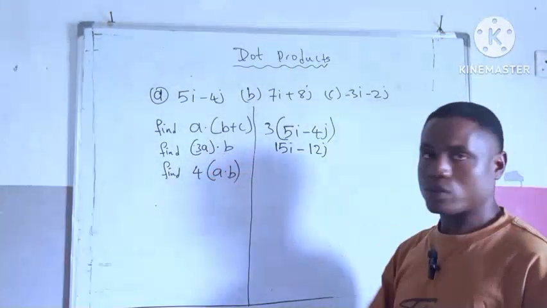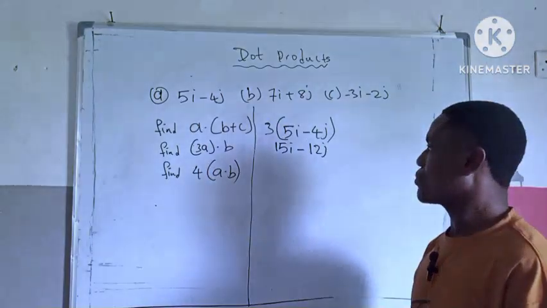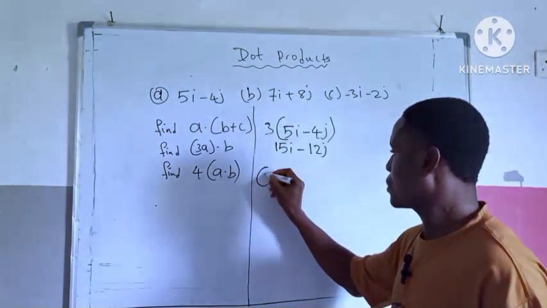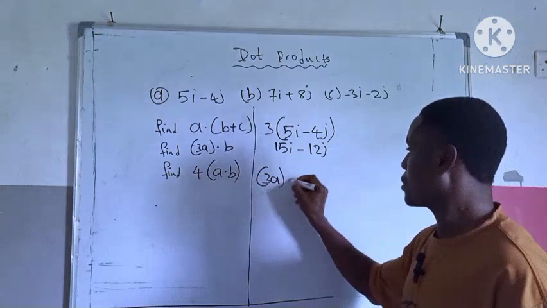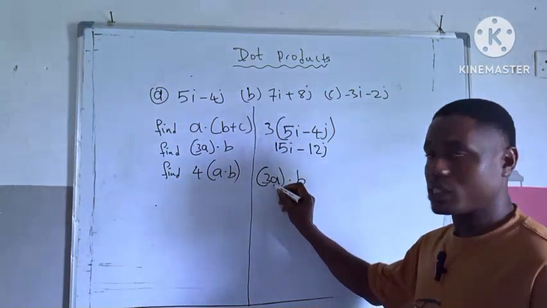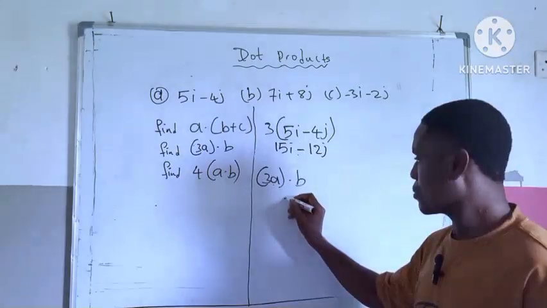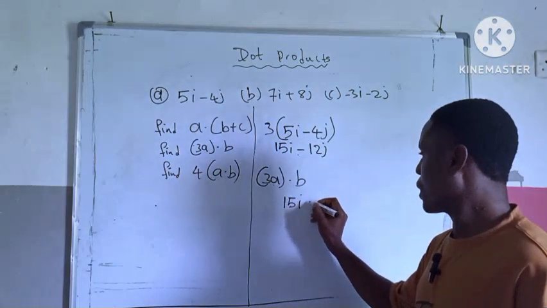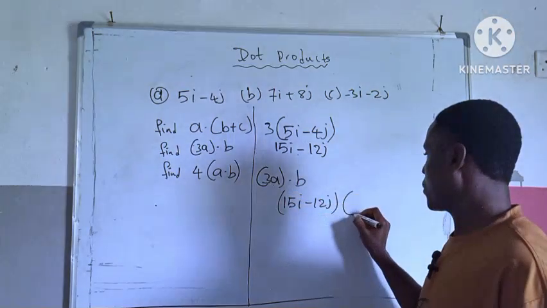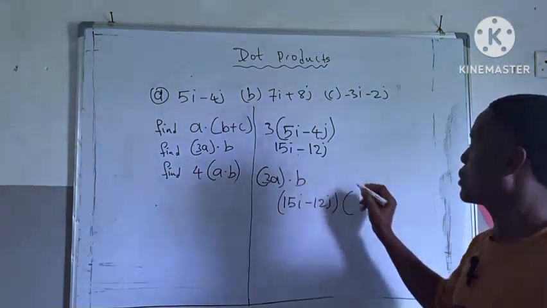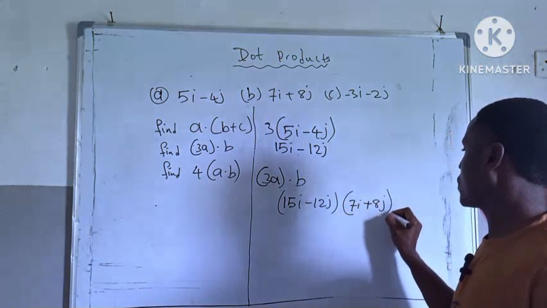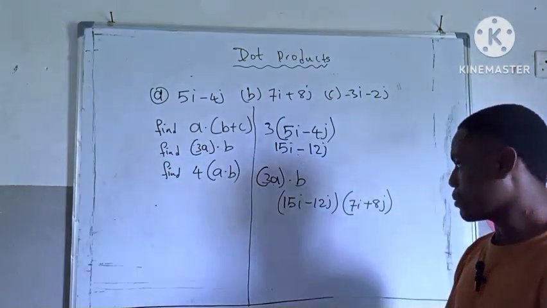Now let's find the dot product. Are you getting it? Let's find the dot product. So this is 3a dot b. To find the dot product, it will now be what? The value of 3a is what? We solved it, which is 15i minus 12j. That is multiplied by the values of b, which is what? 7i plus 8j.